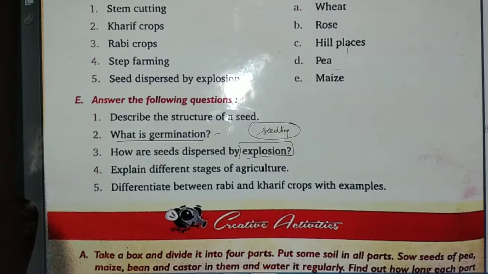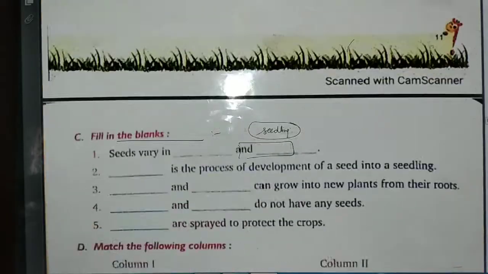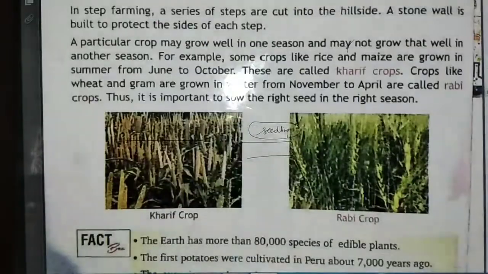So we know that fruits of certain plants such as poppy, pea, bean burst open when the seeds are ripe and the pod has dried, and the seeds are scattered. This mechanism of seed dispersal is called explosion. I will show you the picture of the explosion.